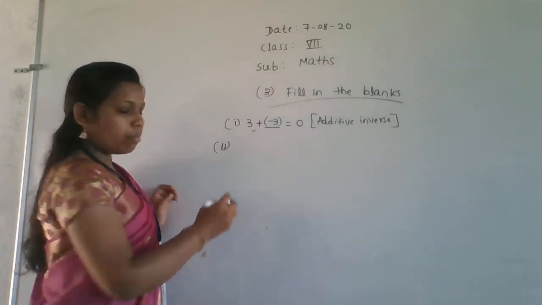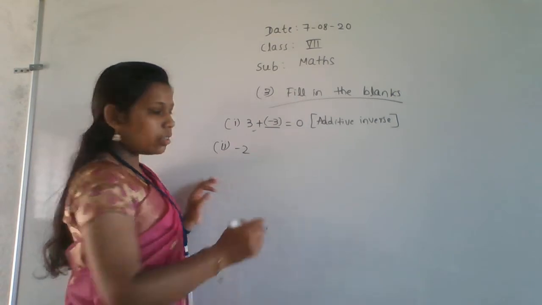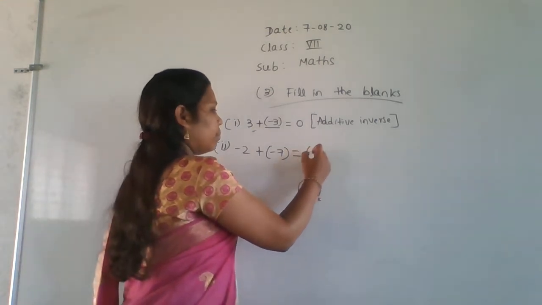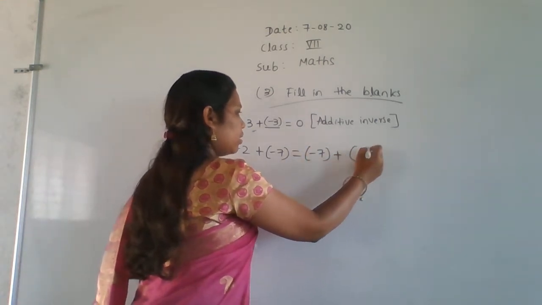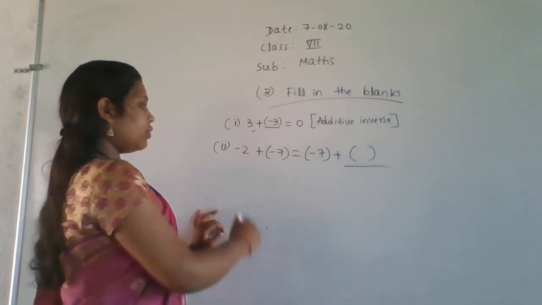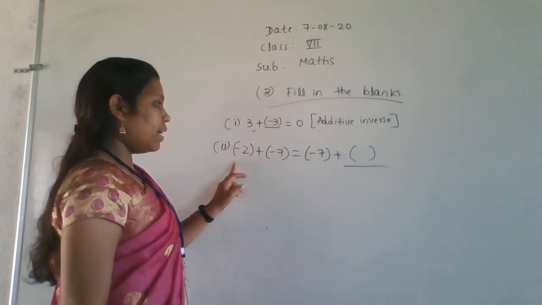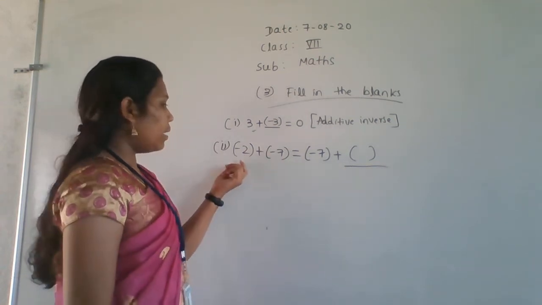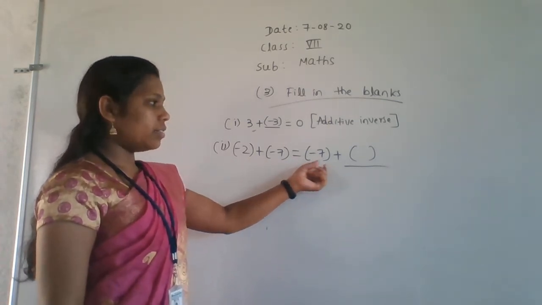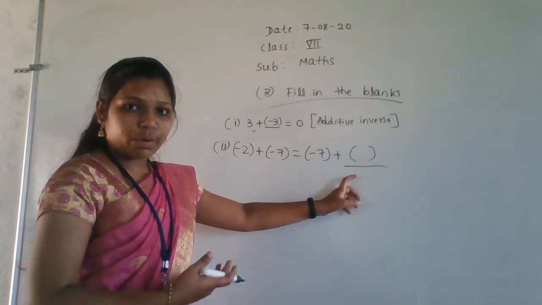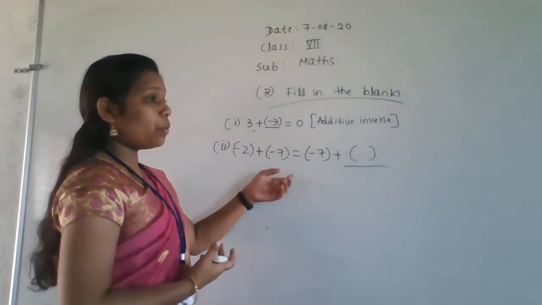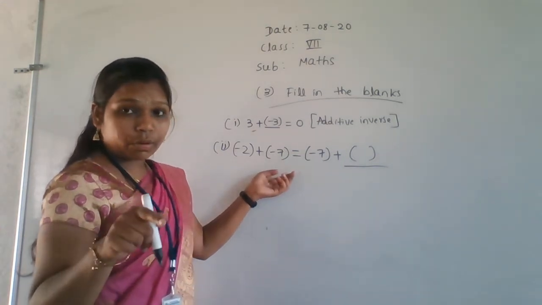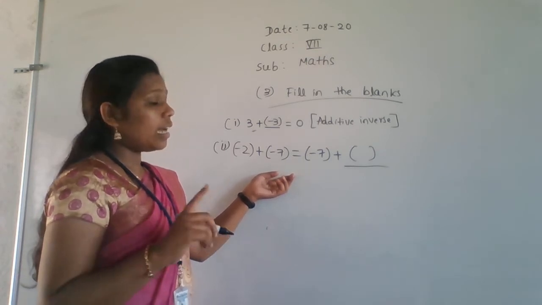The second one they gave is minus 2 plus minus 7 is equal to minus 7 plus dash. You have to fill the value here. Minus 2 plus minus 7, and minus 7 plus dash. Which value are you going to fill here? Which property is it? Think and write in your notebook. Everyone, I am saying, okay?